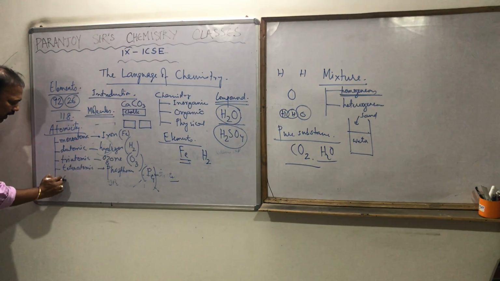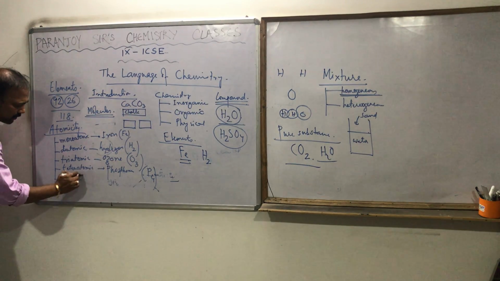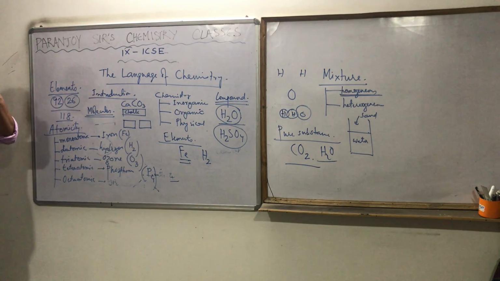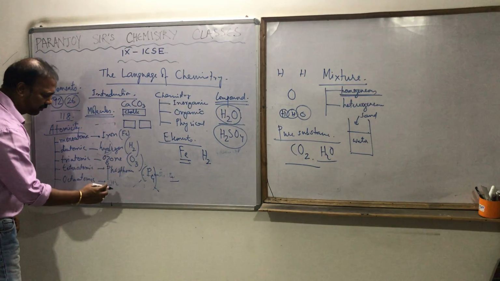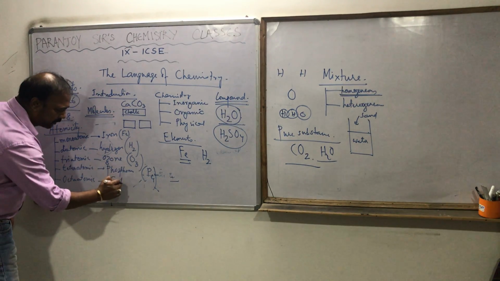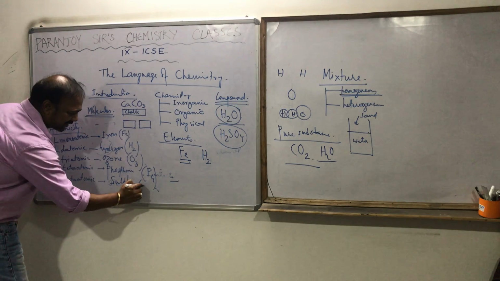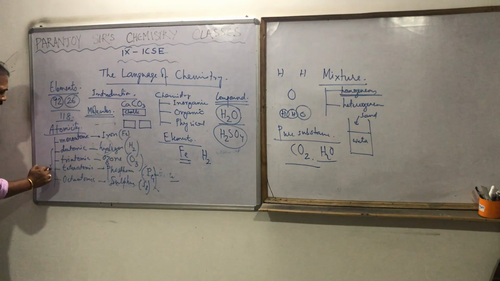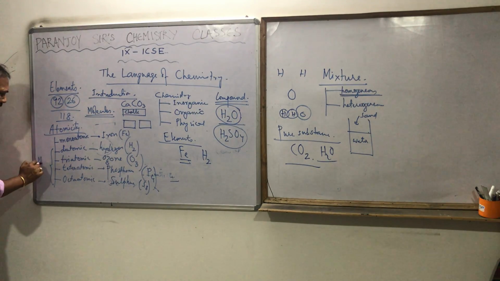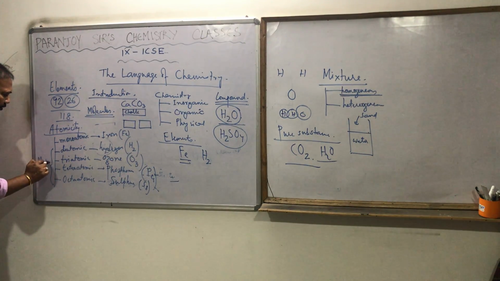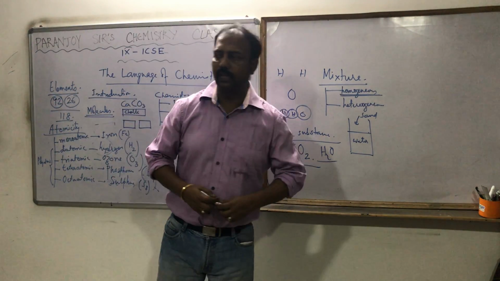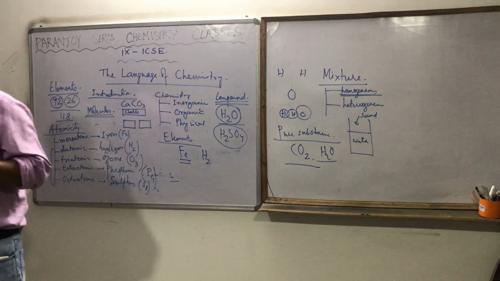Octaatomic. Octa means 8. Octaatomic means some element is present with 8 atoms in the element. For example, sulfur, which is S8. Now, except monoatomic, all the others, whether di, tri, tetra, or octa, we call in general polyatomic. So this is the basic of it.